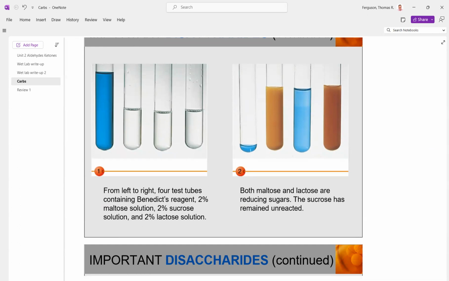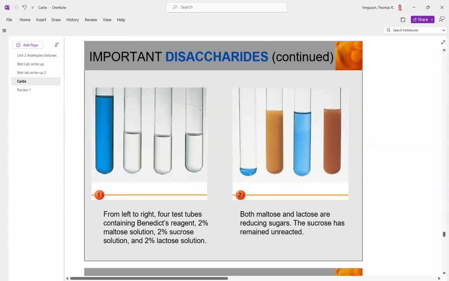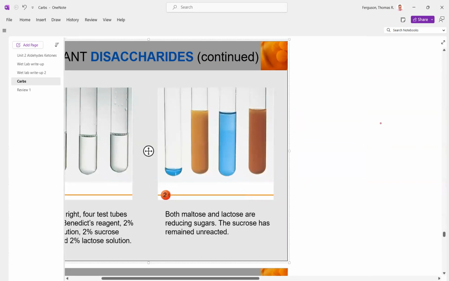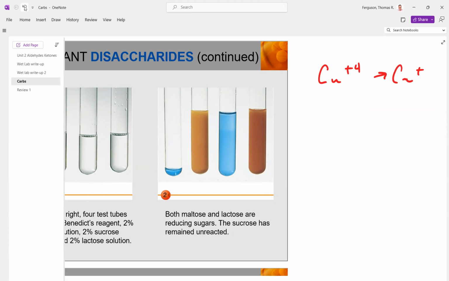Okay, so reactions. Now, these are the same reactions that we did in the last chapter on aldehydes and ketones, only it's a bigger molecule that's got the aldehyde or ketone on it. It's exactly the same reaction. Benedict's solution was one with copper. So the copper is being reduced from copper +4 to copper +2.